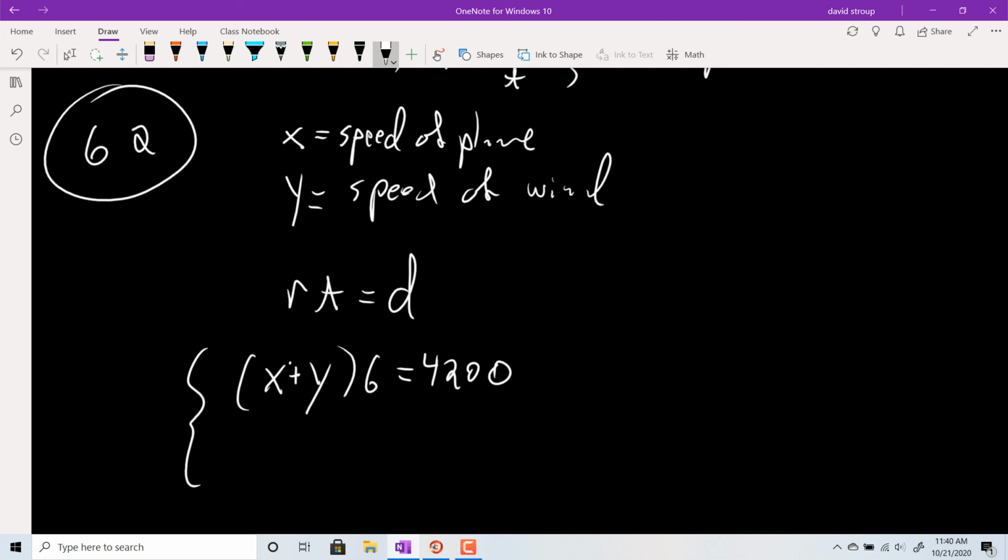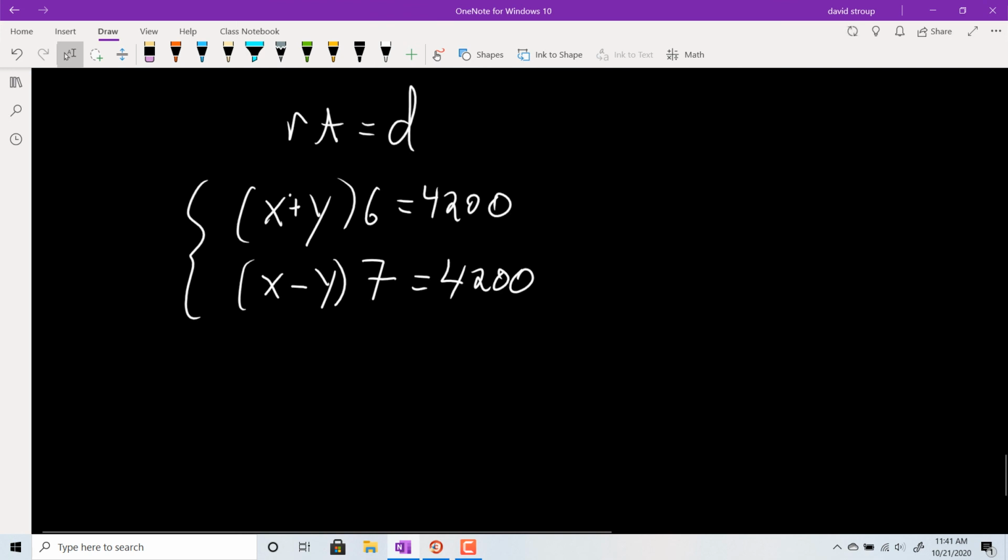The other equation is from the second sentence. When the plane flies in the opposite direction against the wind, in other words, its rate will be the speed of the plane, and then the speed of the wind will subtract away. It takes 7 hours to fly the same distance. So rate, x minus y, times the time, 7 hours, will equal the same distance. Okay, so these are our equations.